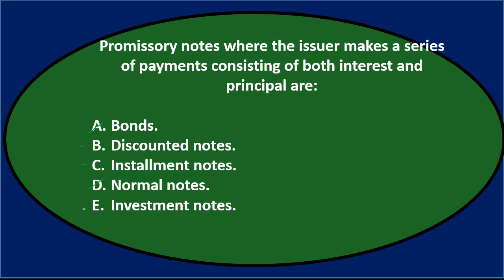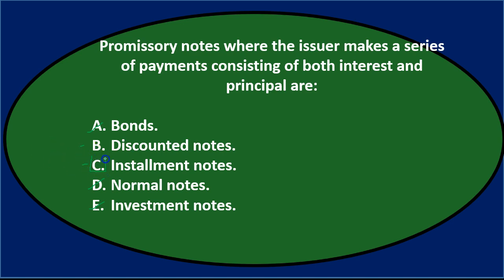And then E says investment notes. And again, it doesn't really sound like something we've dealt with much. It sounds a little off. So I'm going to narrow it down between B and C. So we have promissory notes where the issuer makes a series of payments consisting of both interest and principal are either B, discounted notes, or C, installment notes. And of the two, it's going to be the installment notes.